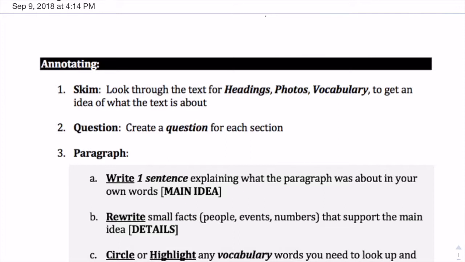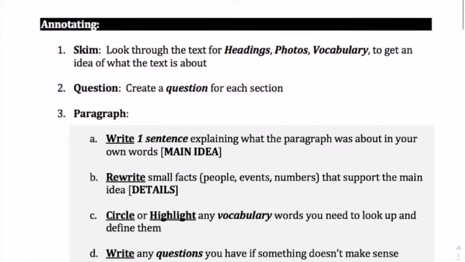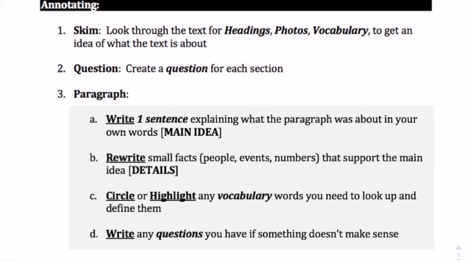So when we annotate, one of the first things we want to do is to look at any titles, any chapter headings, and any photos to give us clues as to what the text is about. For each section, we may want to create a question to guide our brain to know what to think about as we read. And as we're reading, we're going to take notes in the margin.